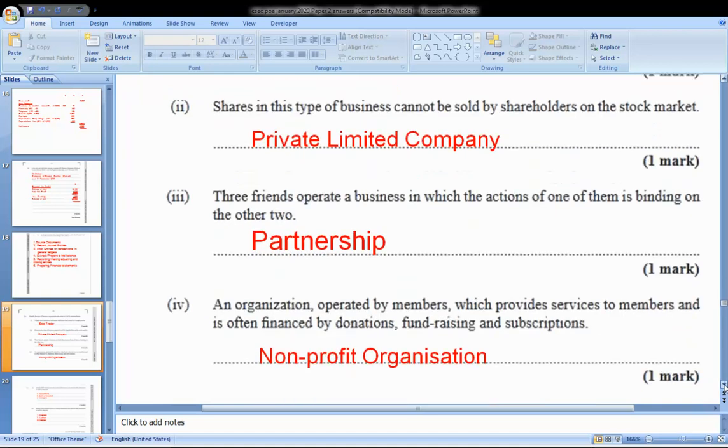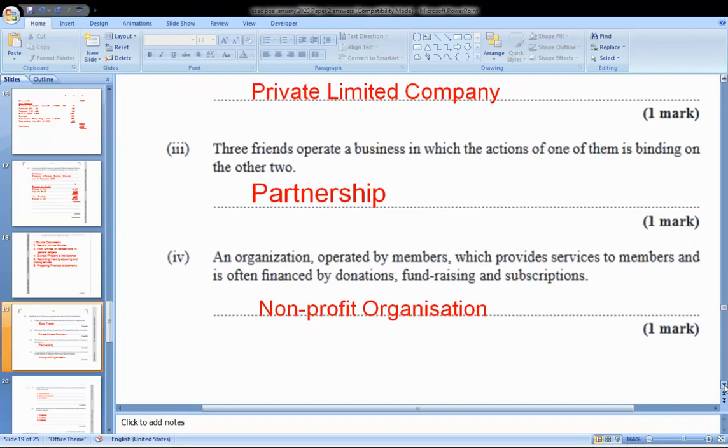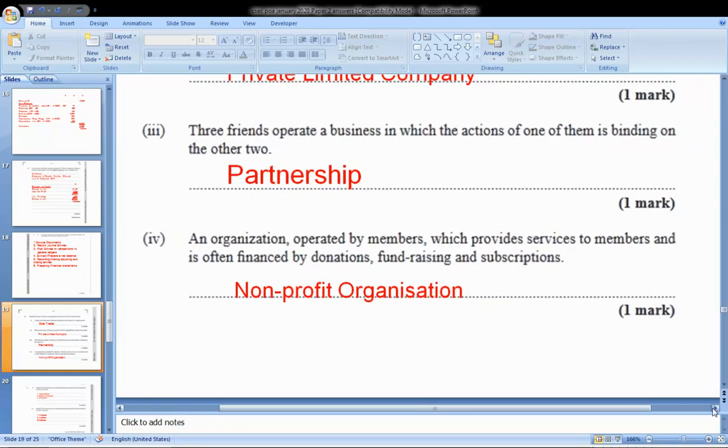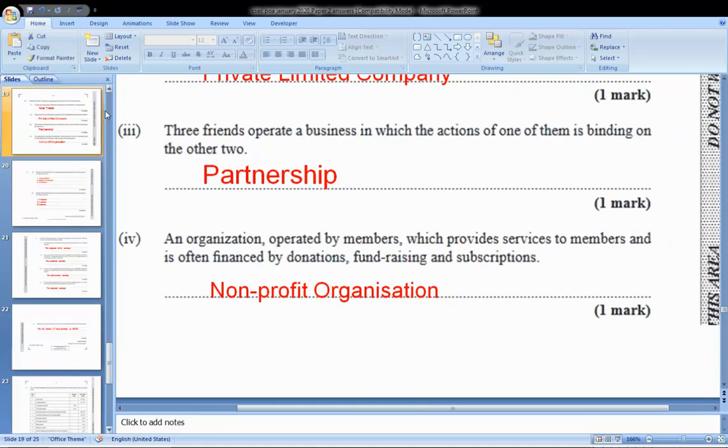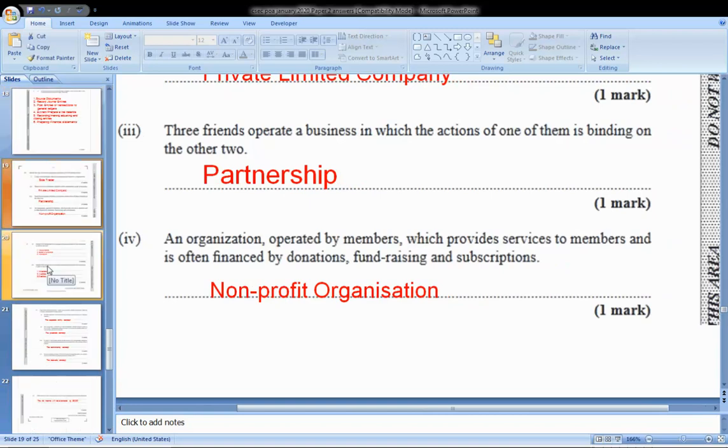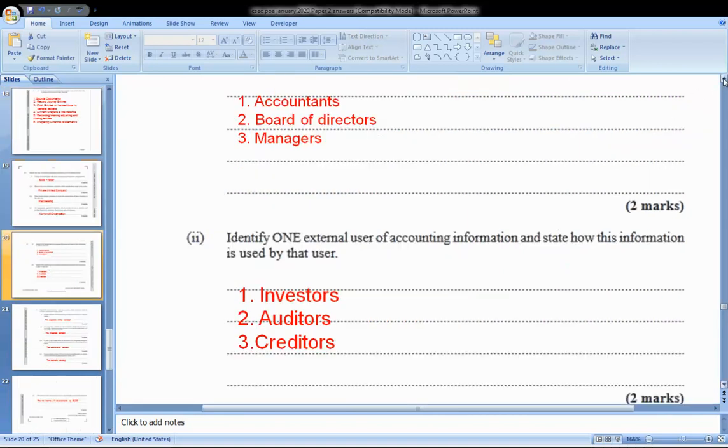Let's go on to the next part of the question. The fourth part says, an organization operated by members which provides services to members and is often financed by donations, fundraising, and subscriptions. We know that's non-profit organization, and that's worth 1 mark. And we saw this question coming out on a lot of the multiple choice questions. So 1 mark for that. So that's it for the B part of the question. Let's go to the other part of the question.